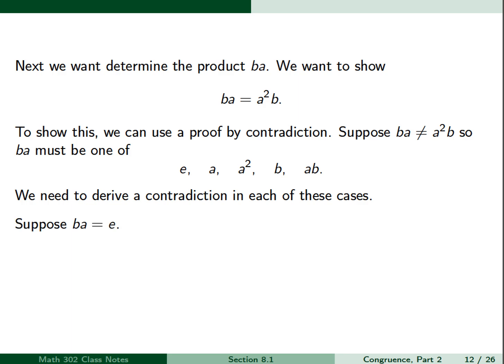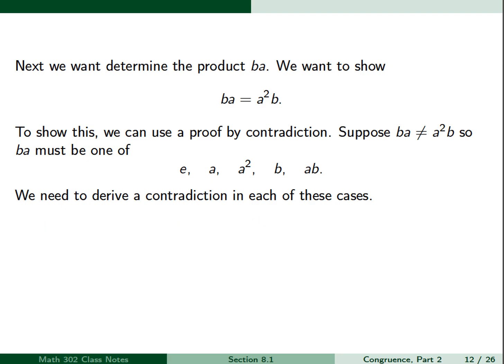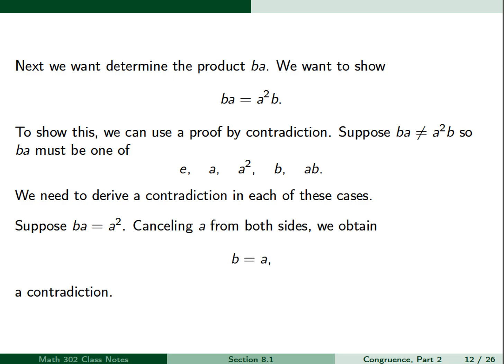So let's suppose that BA is equal to the identity. This implies that A and B are inverses of one another, so in particular A is equal to B inverse, which is equal to B. That's a contradiction. For the second case, suppose BA is equal to A. Canceling A from both sides, we obtain B is equal to E, another contradiction. Our third case is, suppose BA is equal to A squared. Canceling A from both sides, we obtain B is equal to A, a contradiction.